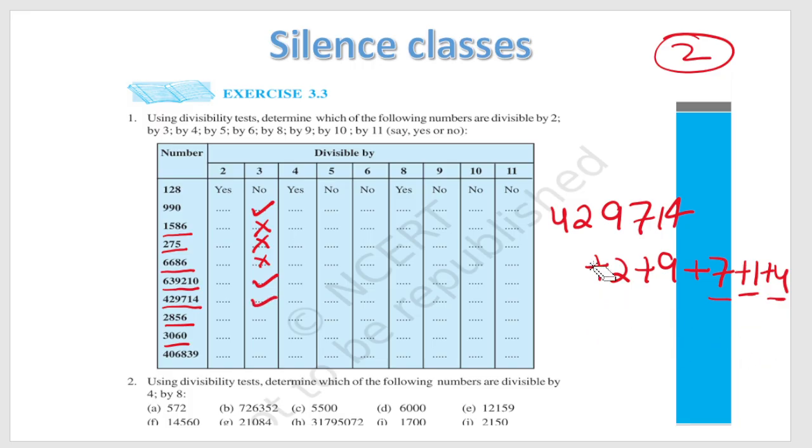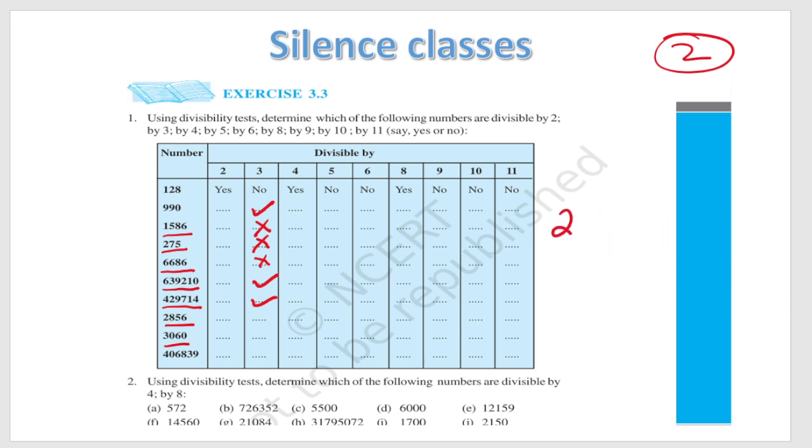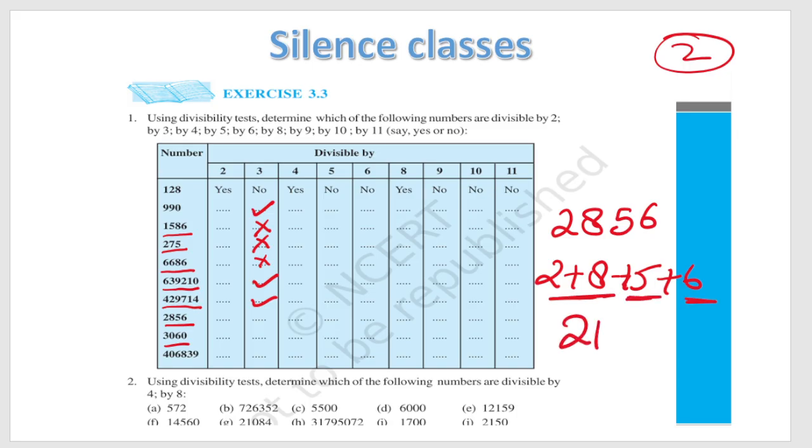Now let's move to the next question, which is given to us, that is 2856. Okay, 2 plus 8 plus 5 plus 6. 10 plus 5 plus 6 is equal to 21, and 21 is divisible by 3. This means this number is also divisible by 3.